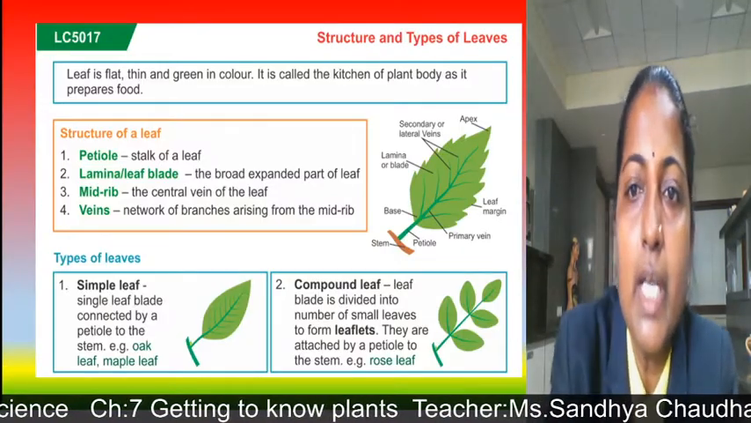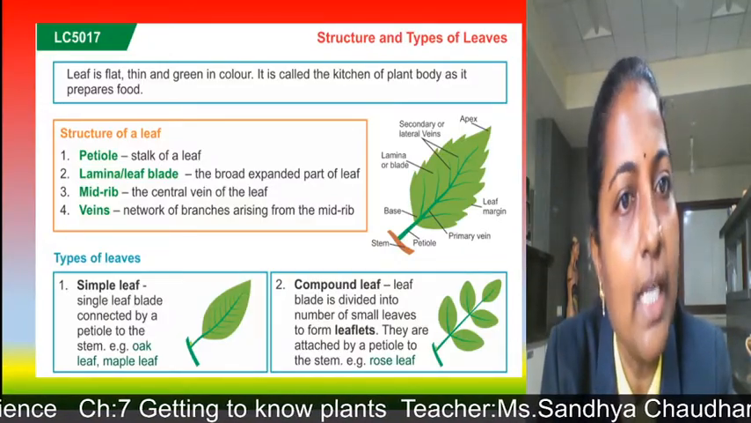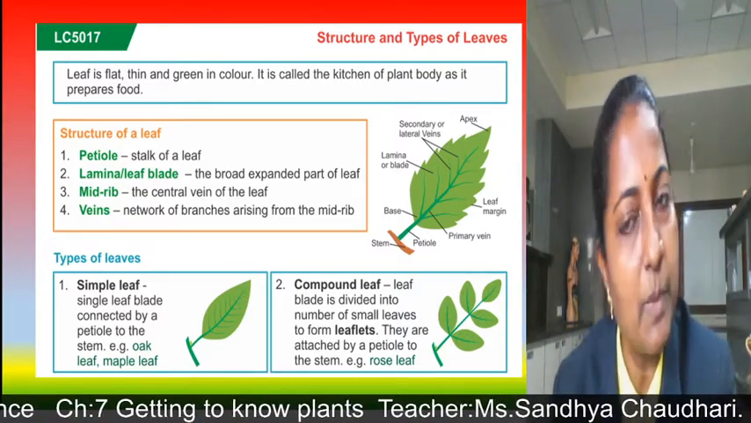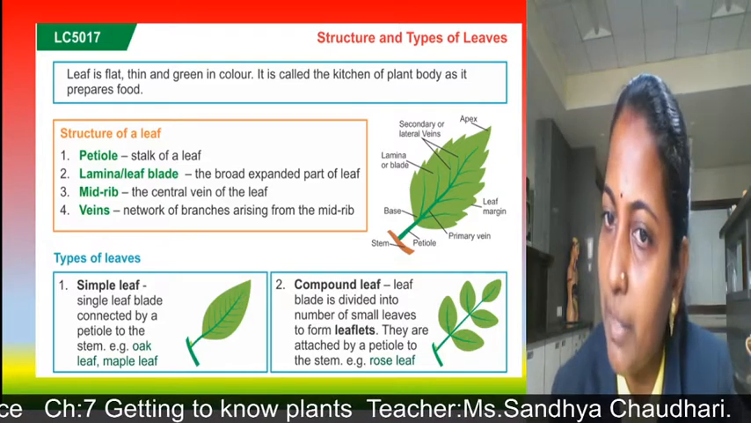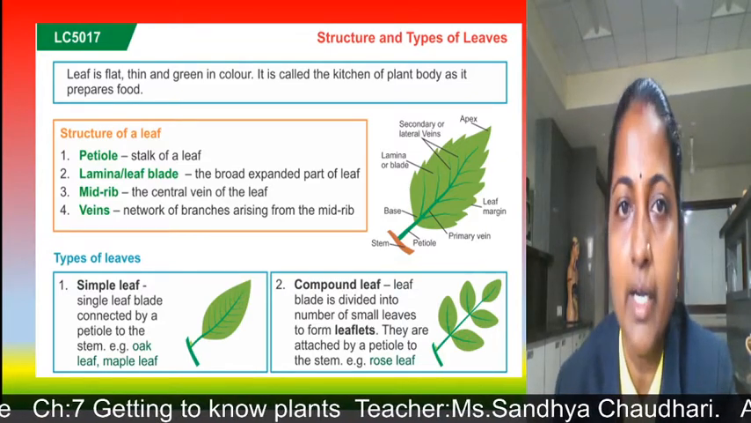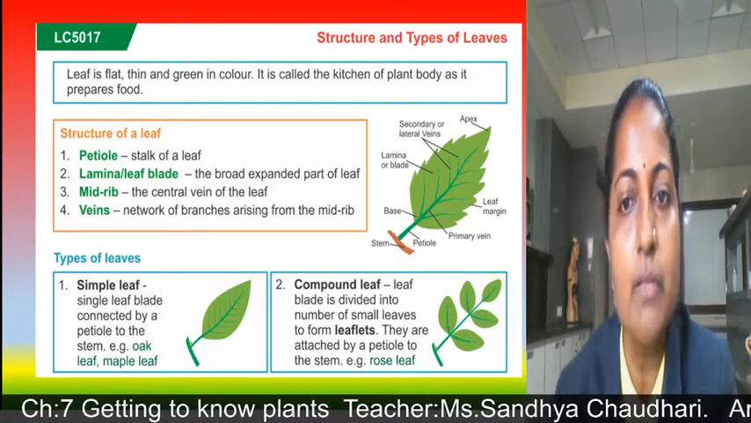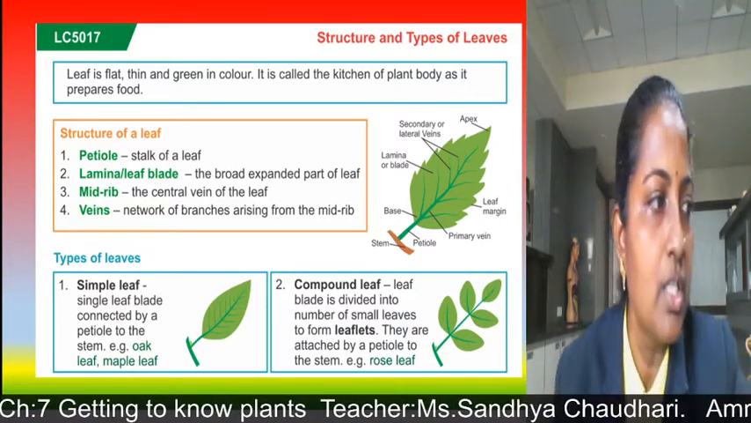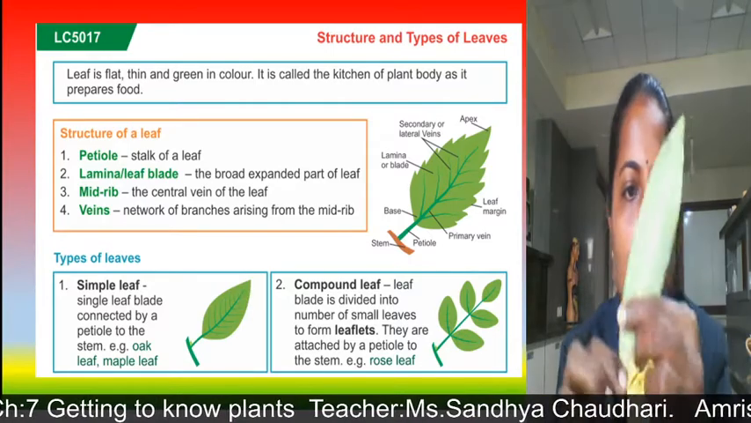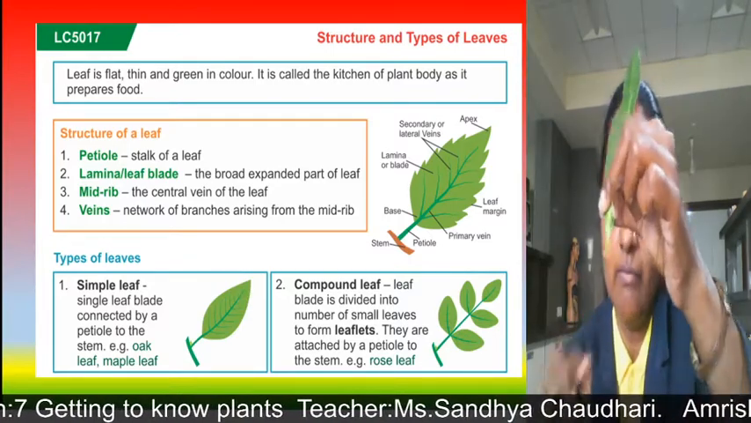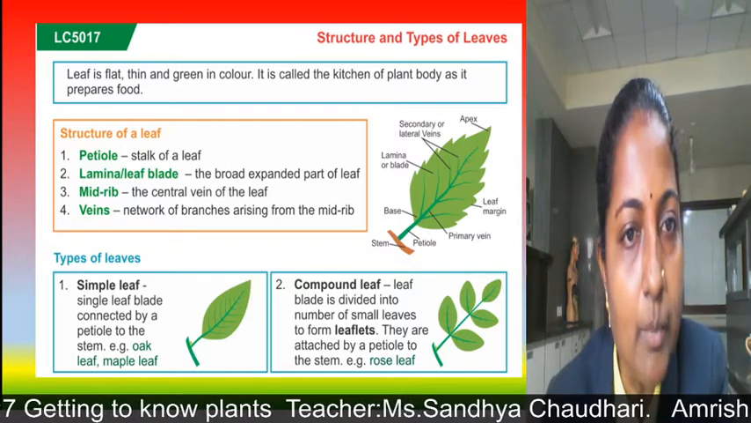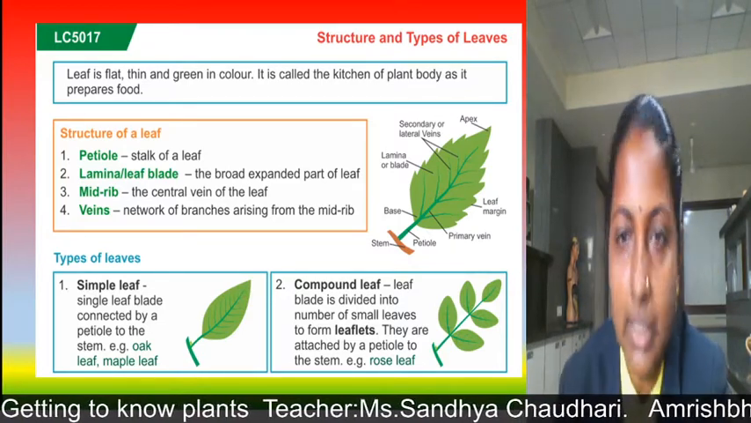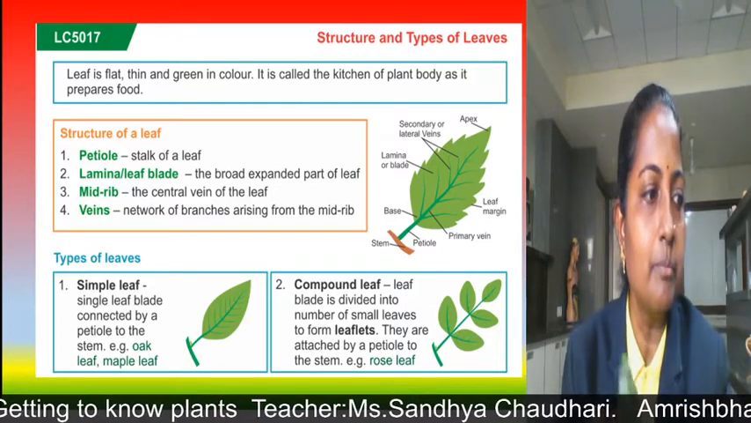Now, structure and types of leaves. A leaf is flat, thin and green in color. It is called the kitchen of the plant body as it prepares food. Just like in our kitchen we prepare food, in the plant, the food is prepared in the leaves. Now the structure of a leaf: the petiole, the stalk of a leaf; then the lamina or leaf blade, the broad expanded part of a leaf; and the midrib, the central vein of the leaf. Here this is a midrib.